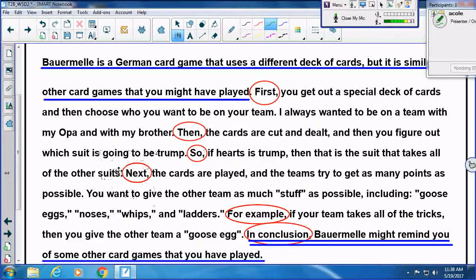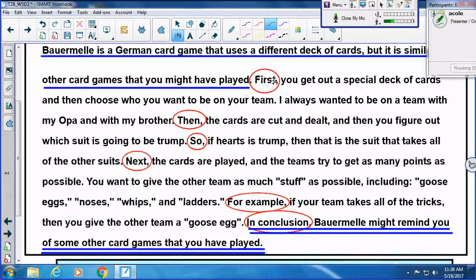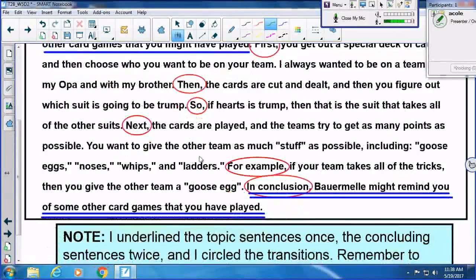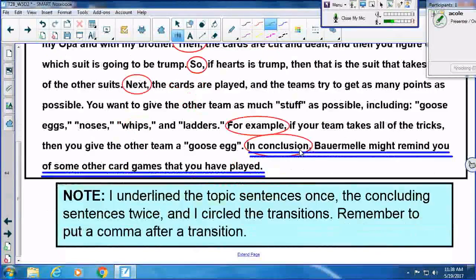And then I have this transition next. So, you can think first, then next. See how they kind of go, right? The first thing and then next, right? I could say first, second, third if I wanted, but I didn't. I said first, then, and next. And then here's that for example. Really easy to use that transition. And then I use the classic way to end it, in conclusion.